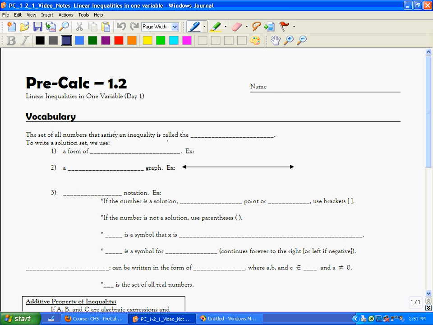Okay, today we're going to talk about linear inequalities in one variable. The set of all numbers that satisfies an inequality is called the solution set. To write a solution set, we use one of three ways. One is in the form of set notation, and that looks like the curly set braces with x such that, which looks like a vertical line, x is less than or equal to 1, for example.